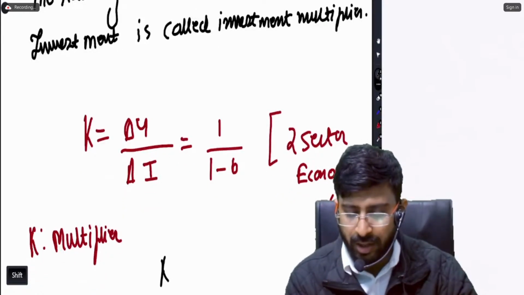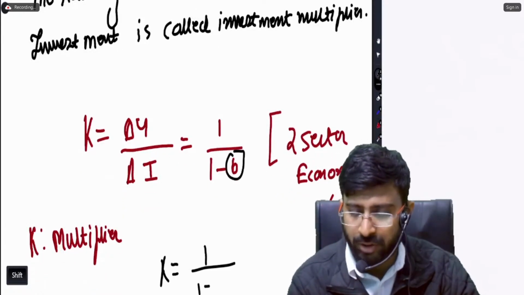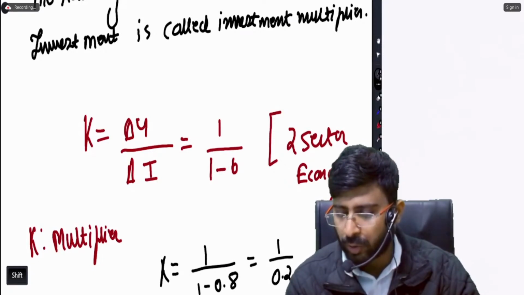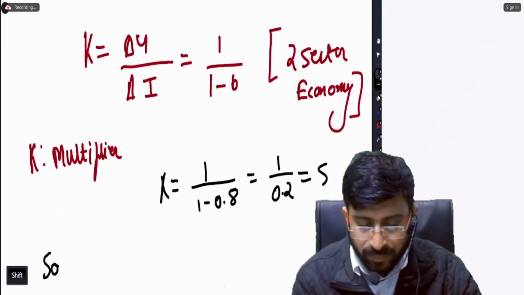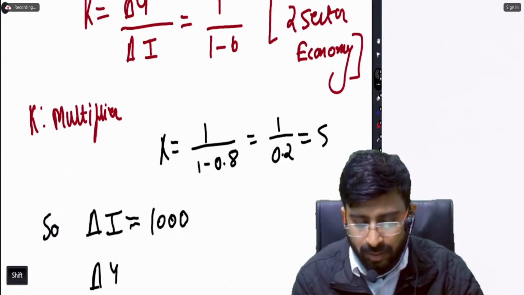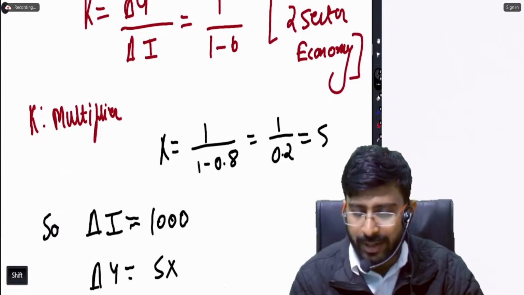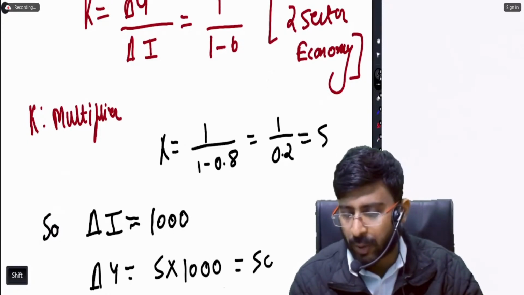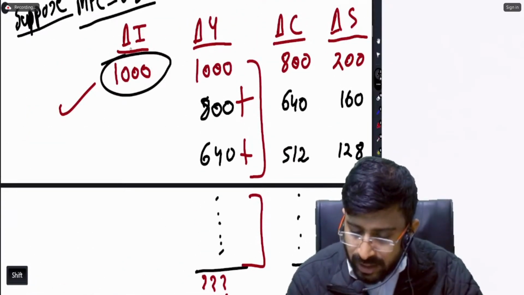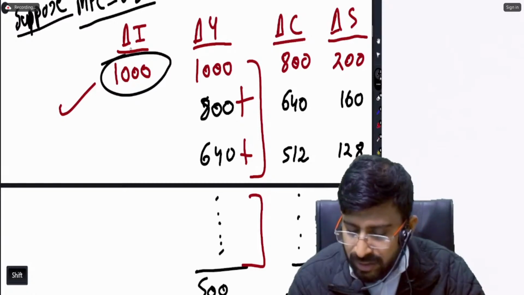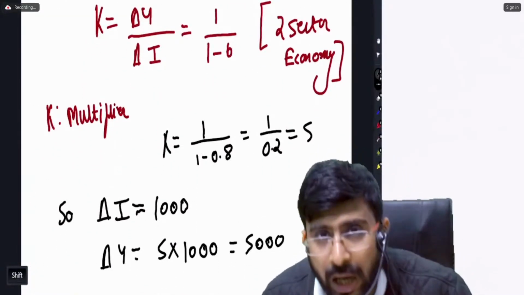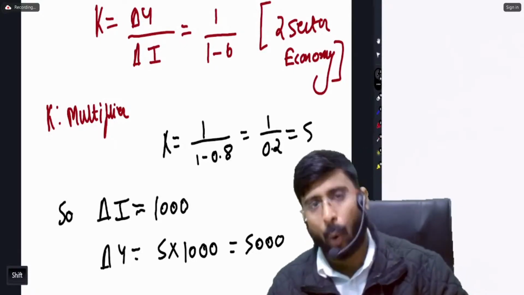So if you see K, MPC was, you remember, 0.8. So 1 by 1 minus 0.8. So it is 1 by 0.2. That is equal to 5. So if investment has increased by 1,000, then income is going to increase by the multiplier value into 1,000. So 5,000. So friends, if you continue this column and keep adding, it would stop at 5,000.